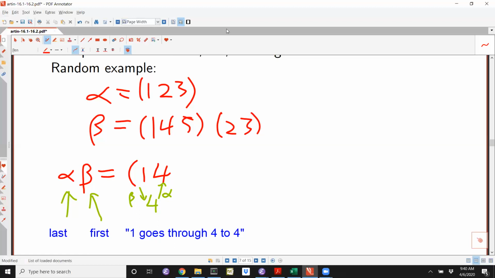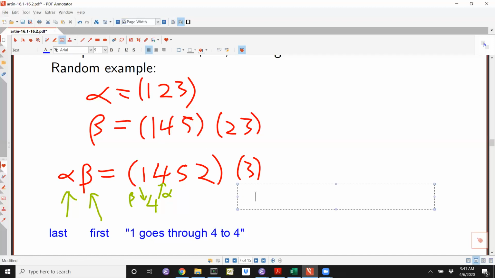So then, alpha beta: 4 goes through 5 to 5. 5 goes through 1 to 2. 2 goes through 3 to 1. That closes off the first cycle. Let's see what's left. We only moved 1 through 5, so the only thing left is 3. Just to check, 3 goes through 2 to 3. So 3 is a single cycle, which we could have left off. Let me put in one more example of this: 3 goes through 3 to 2 to 3.